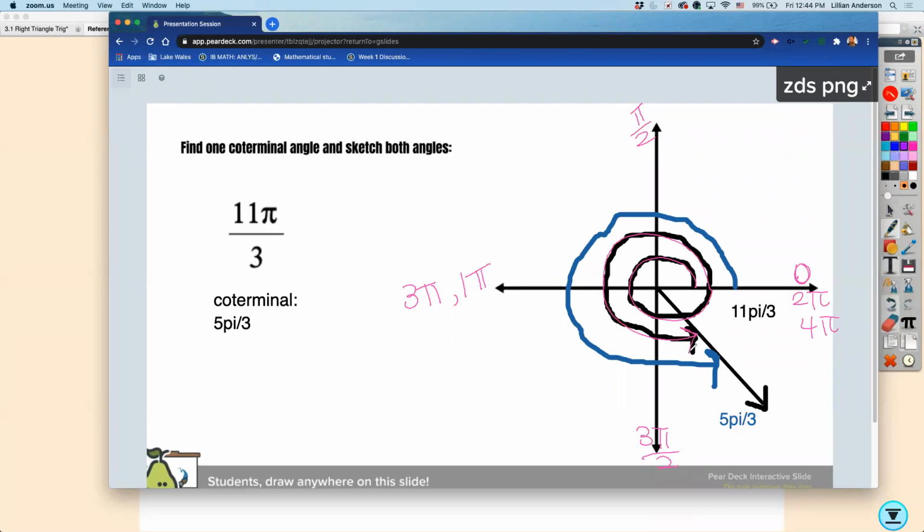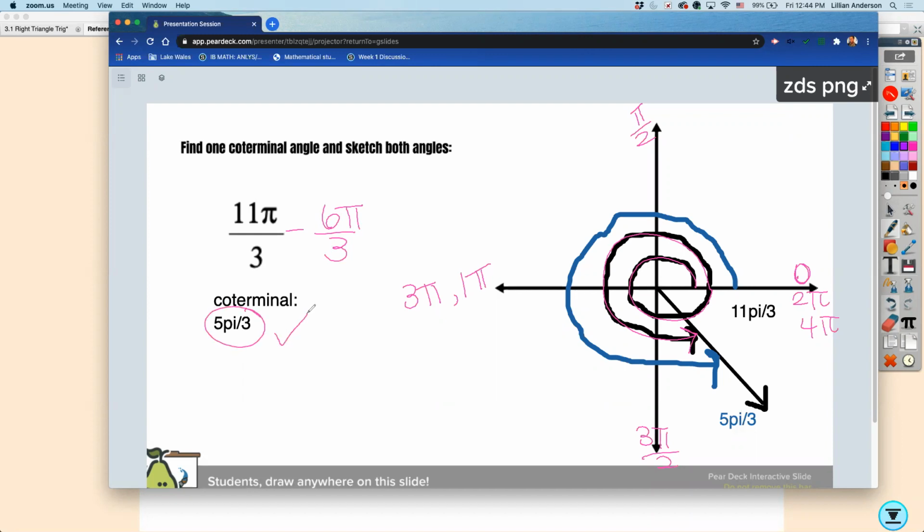So that was perfect. Coterminal, this particular student decided to go down instead of up. And so they subtracted 6 pi over 3, and that's how they got 5 pi over 3 for their coterminal angle.